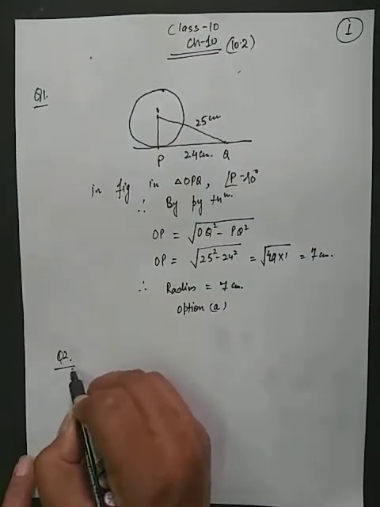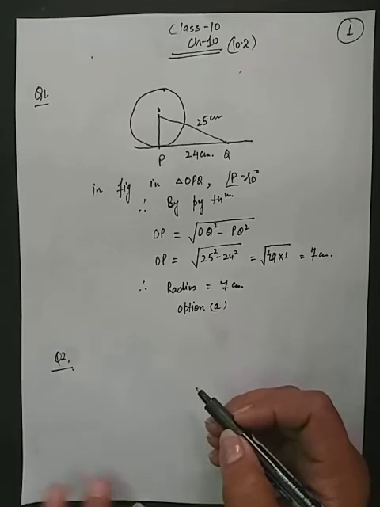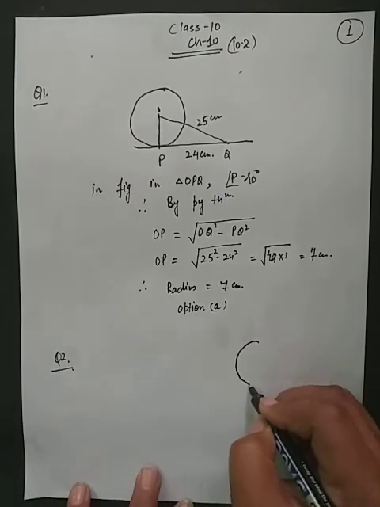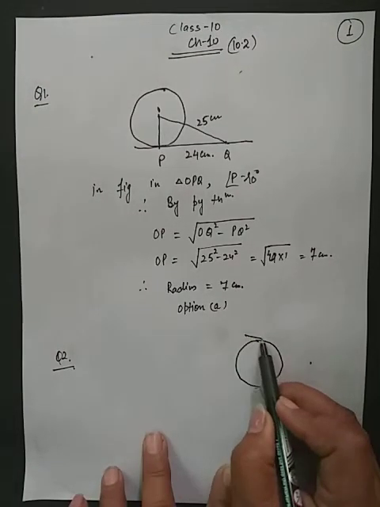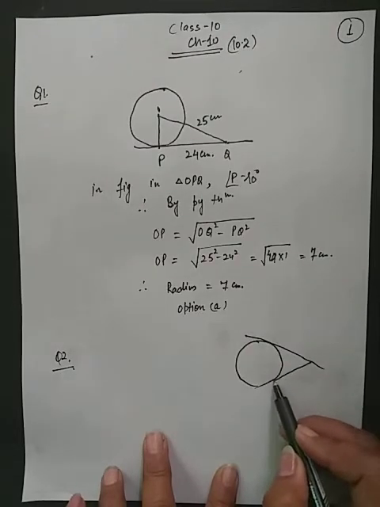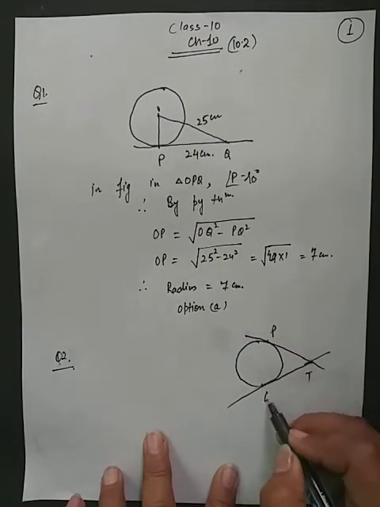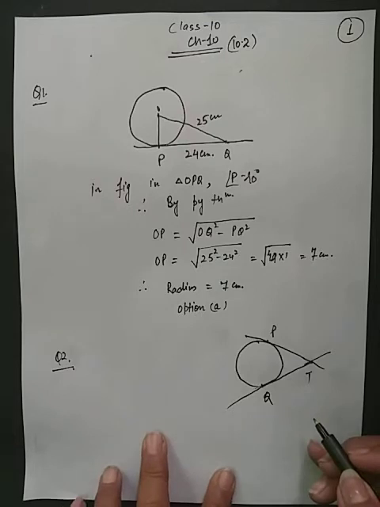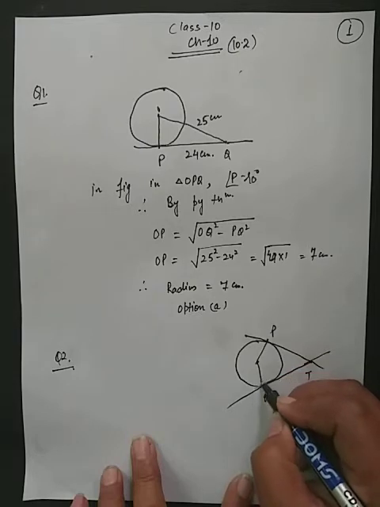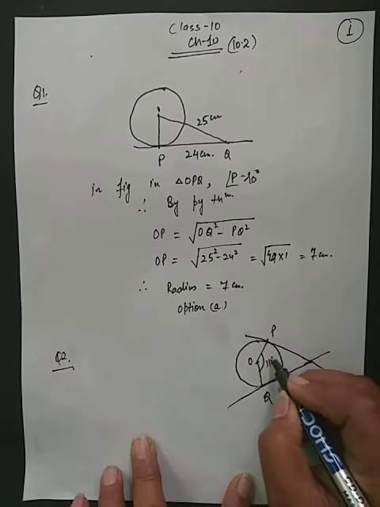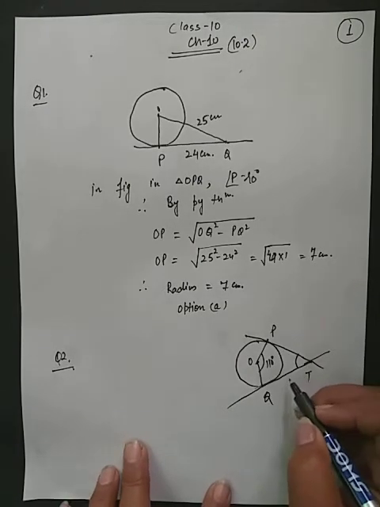Question number 2. Again the figure for the question is given. In figure, if TP and TQ are two tangents drawn from the point T, this is T, TP and TQ are two tangents and angle POQ, O is the center of the circle. This one angle is given to us and we have to find angle PTQ. We have to find this angle.